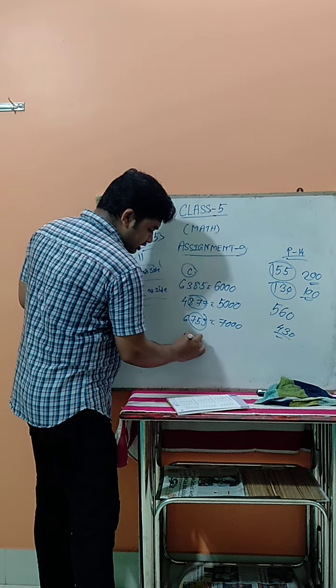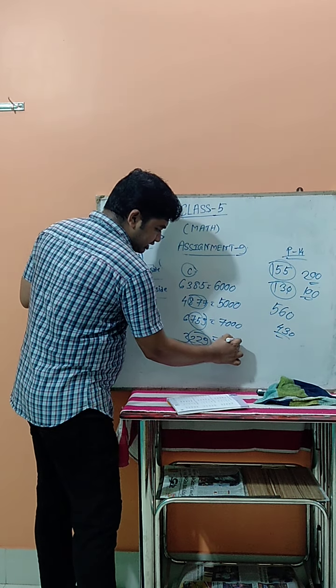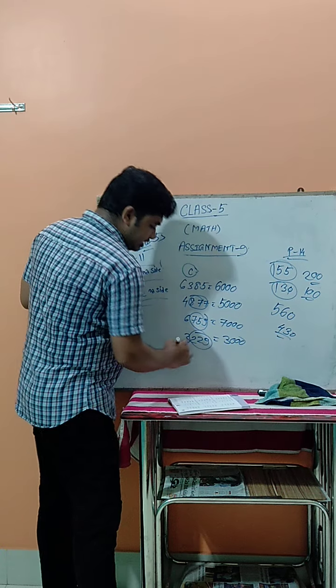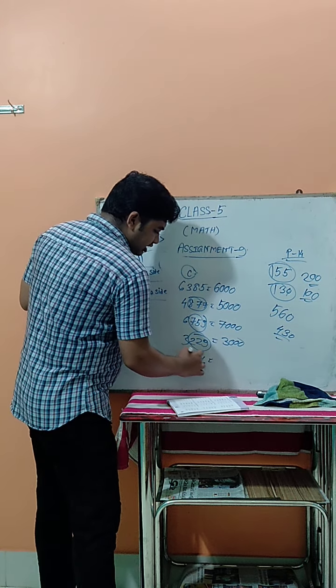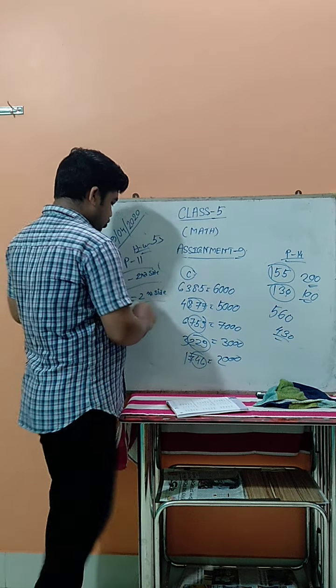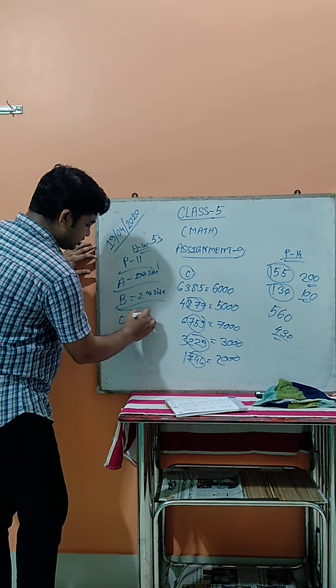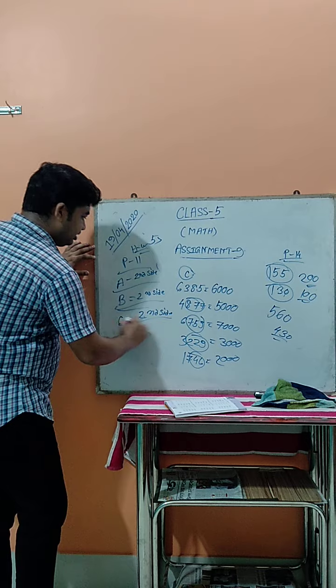Next is 3,229. 229 is less than 500, so it becomes 3,000. Next is 1,764. 764 is more than 500, so it becomes 2,000. So also the C number, the second side, the other side you have to complete.